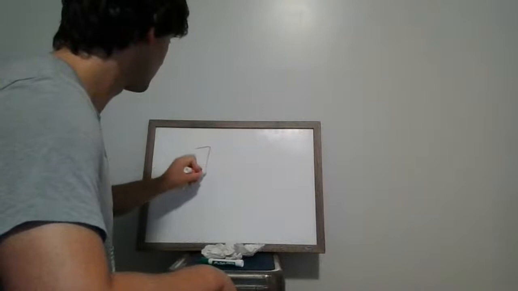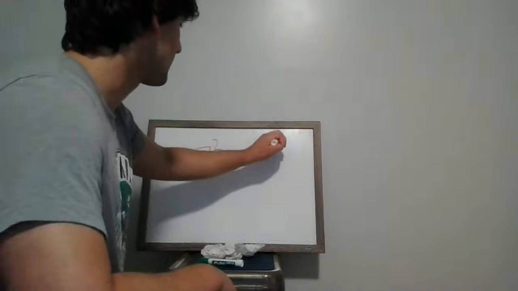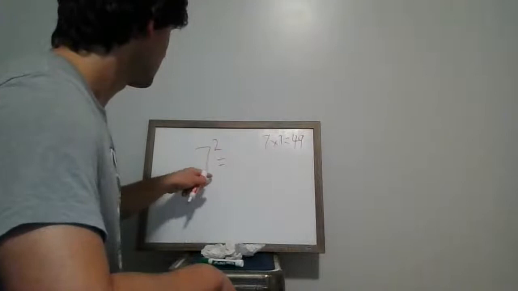All right, 7 to the 2nd power. Well, we'll do 2 more. All right, 7 to the 2nd power, same as 7 times 7. So 7 times 7 equals 49. So 7 to the 2nd power is equal to 49.